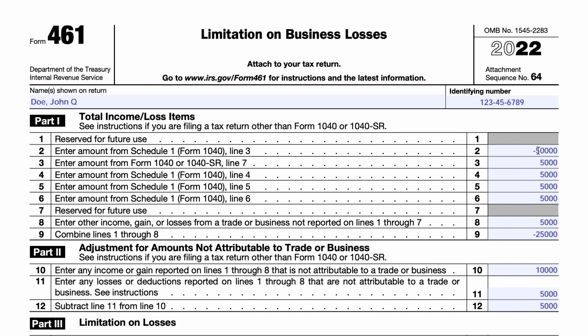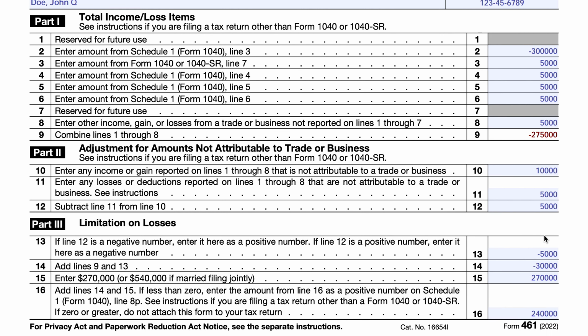So let's imagine that we took negative $300,000. And that gives us negative 275. We bring that down here, and now we're at negative 280. We would enter the 270, we would add those two together, and now we have a negative $10,000. So we would take that negative $10,000, put it on Schedule 1, line 8P as a positive $10,000.